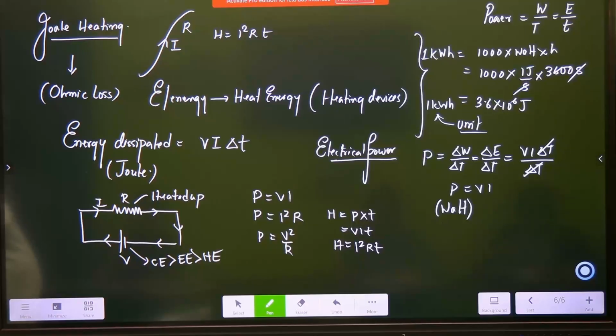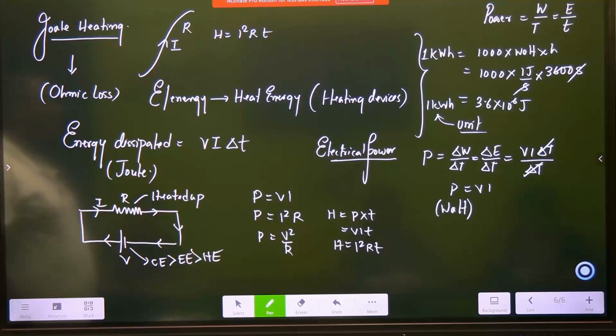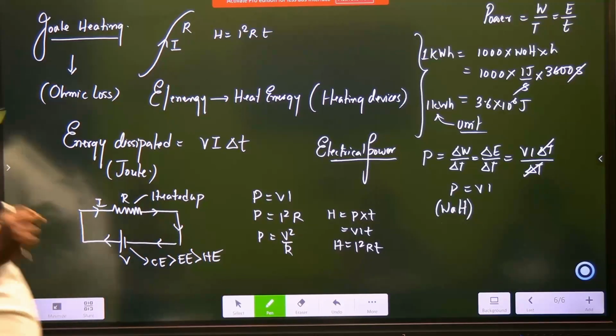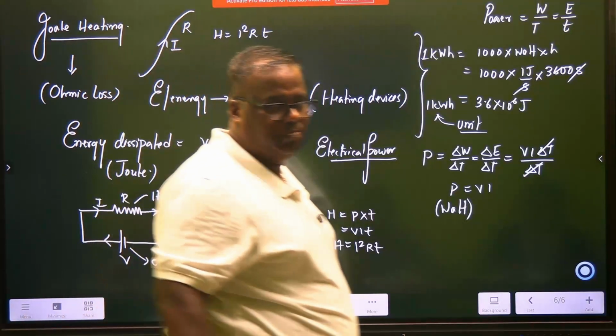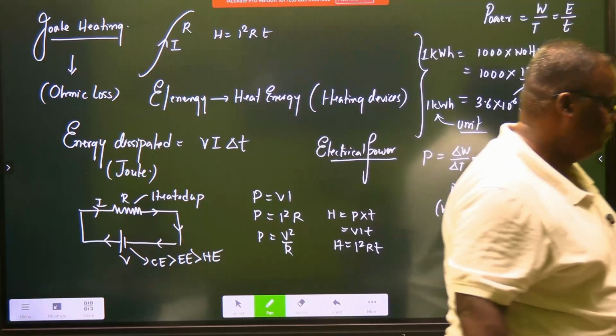Right? Our next topic will be power transmission. What are the care that we take in transmission of power? This much clear? Lot of formulas. Power is equal to VI. Power is energy per unit time.